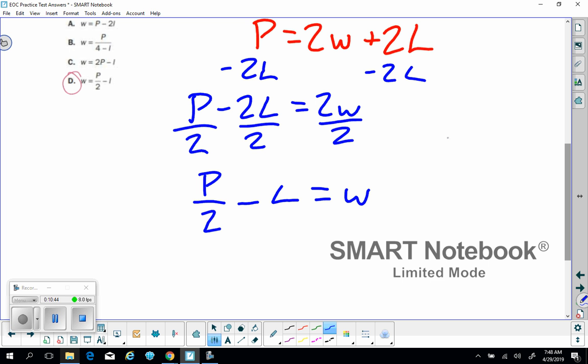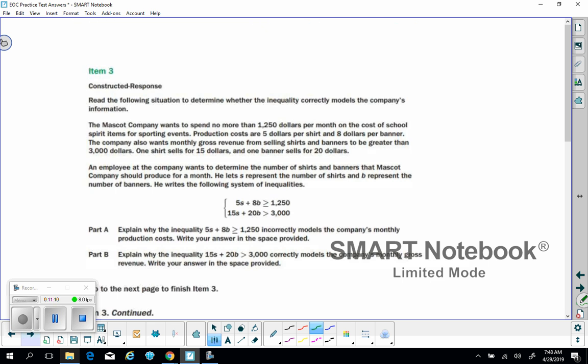Did everybody get that? Our other class got stuck here. They said they divided by 2 over this whole thing, and they said the answer choice isn't there. Did anybody else run into that problem? No? We all did it right? Okay. Cool. Next problem.